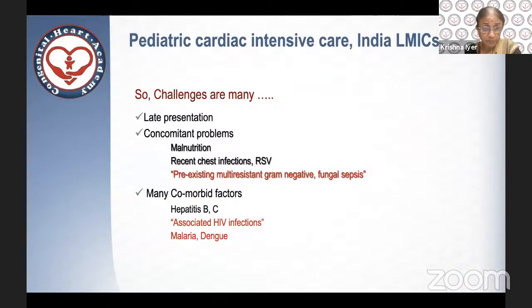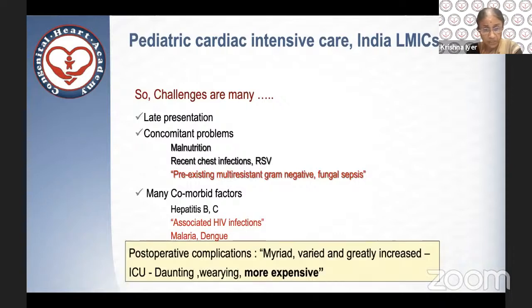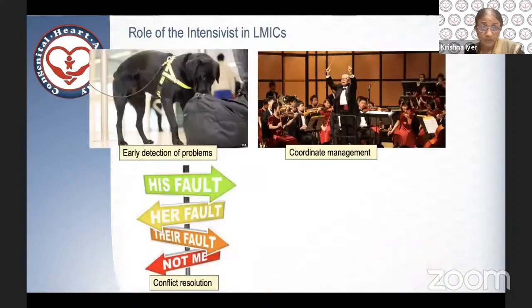And apart from late presentation, it includes concomitant problems and a whole host of comorbid factors, which in many cases includes hepatitis-associated HIV, malaria, and dengue. So the potential for postoperative complications are myriad. They're varied and greatly increased, and intensive care potentially is daunting, varying, and could be more expensive.